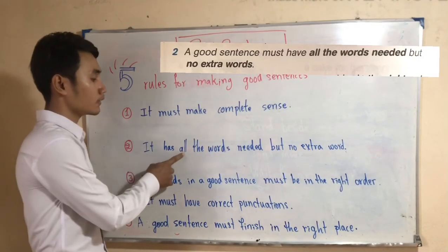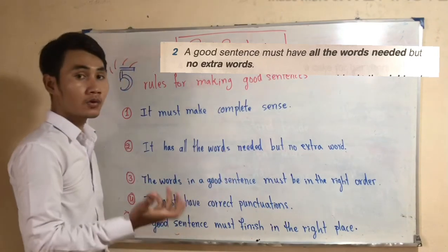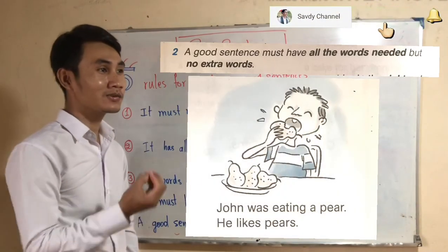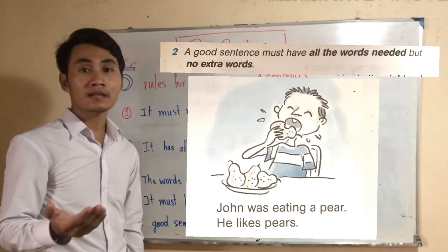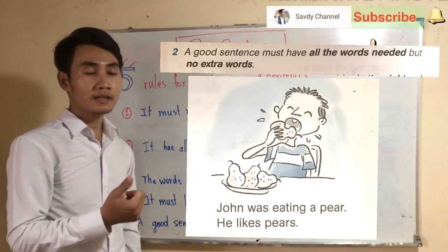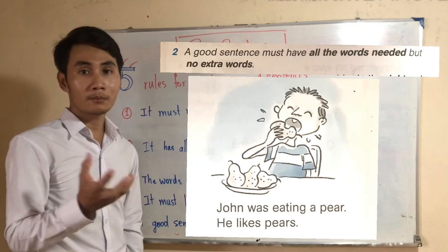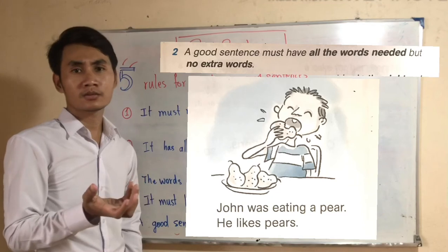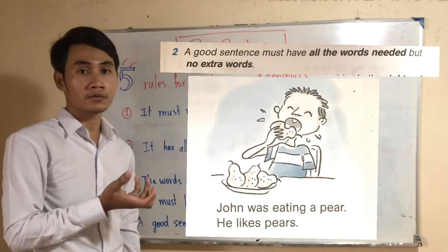And rule number 2, you need to do what? It has all the words needed, but no extra words. Sometimes you need to add a word into your sentence, but if it isn't necessary, don't add it. Exactly, it has the subject, verb, and object complement. The sentence is already complete. If you want to add more words, maybe it is not correct.